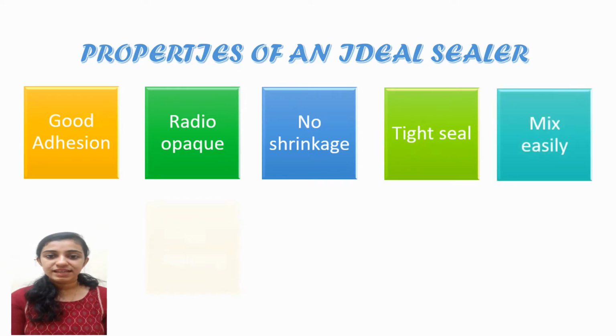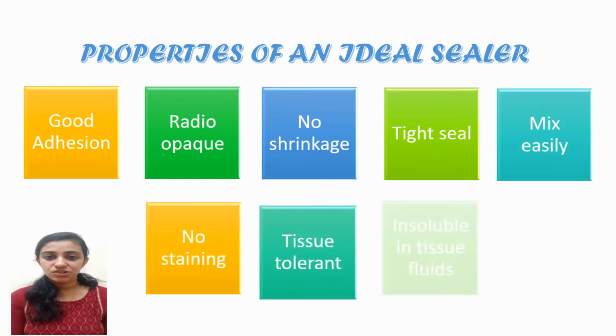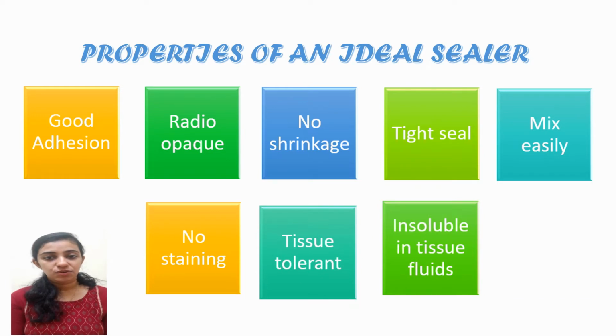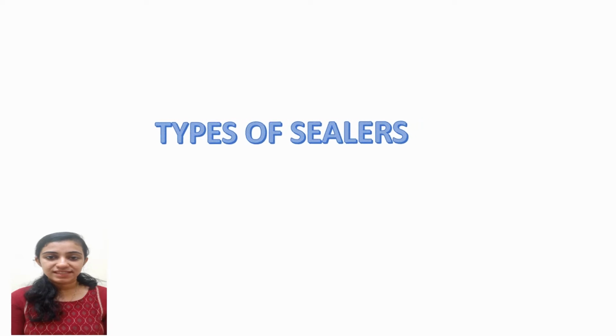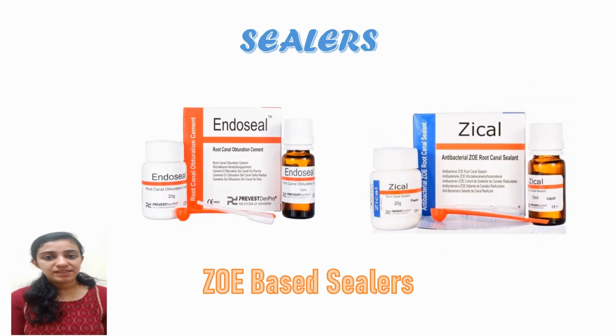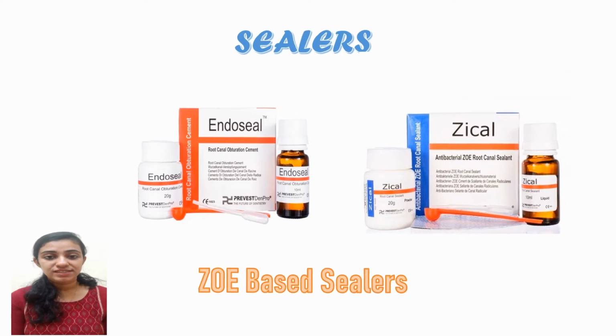They should mix easily, should not stain, should be tissue tolerant, insoluble in tissue fluids and soluble in a common solvent. Now let's see different types of sealers. Zinc oxide eugenol based sealers. They are the most commonly used sealers in the clinics. But once they set, they become weak and porous. They are also cytotoxic and susceptible to decomposition in tissue fluids.